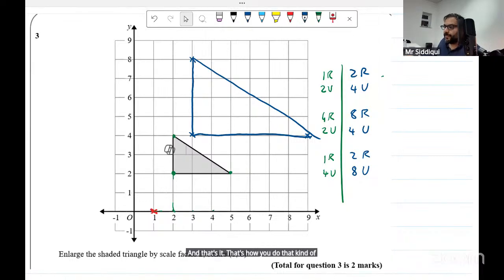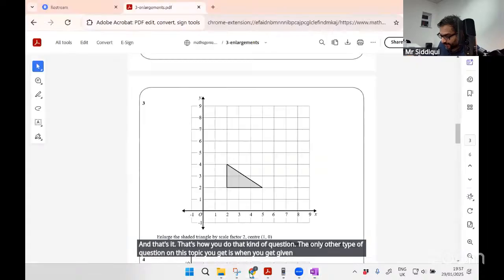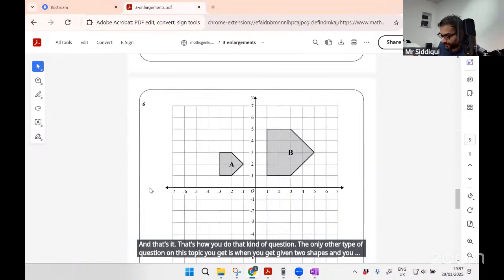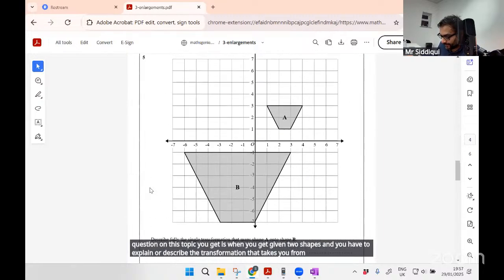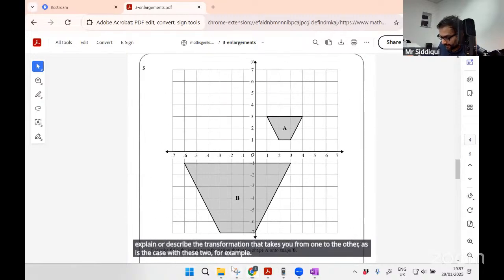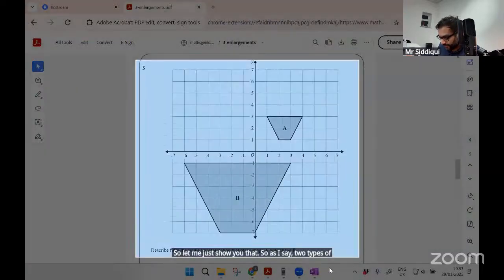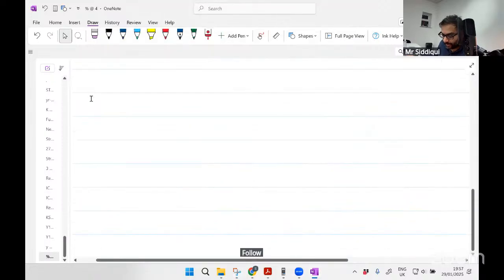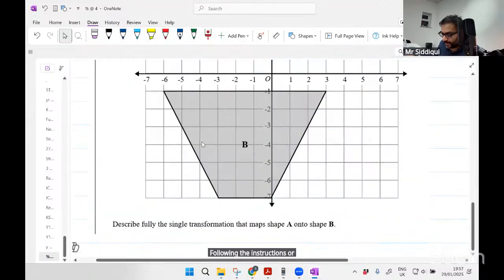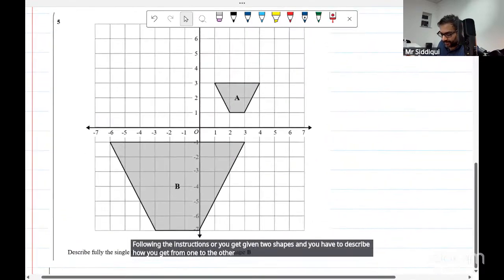The only other type of question on this topic you get is when you get given two shapes and you have to explain or describe the transformation that takes you from one to the other, as is the case with these two, for example. So let me just show you that. As I say, two types of questions. Either you have to draw the new shape, as I just did, following the instructions, or you get given two shapes and you have to describe how you get from one to the other using the transformations.